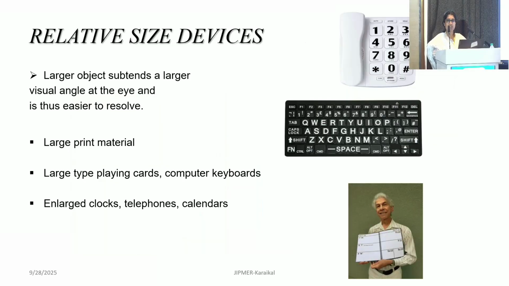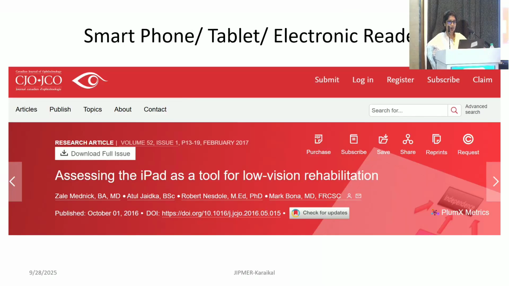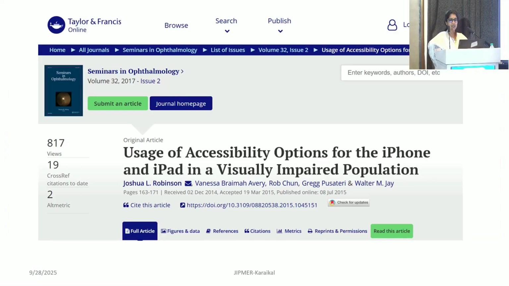A simple way of increasing the size of the devices they use, like large size keyboards for the computer, large telephones, and large printed material, is going to help a long way as a simple non-optical aid. While we talk about increasing the size, nowadays we are using tablets, electronic readers, and smartphones. So this activity of zooming is already in vogue now. When we are not able to see what is there, we immediately take to zooming. People with low vision, like 6/18 to 3/60, very easily make use of this zoom option.